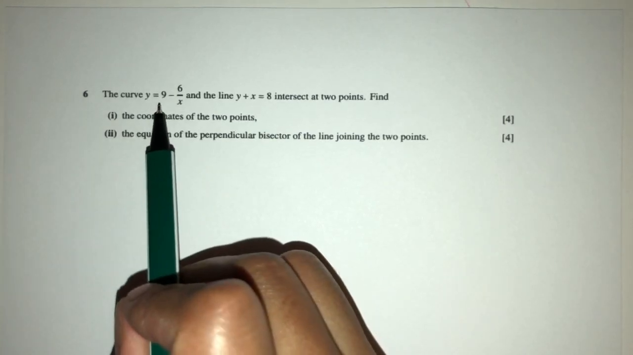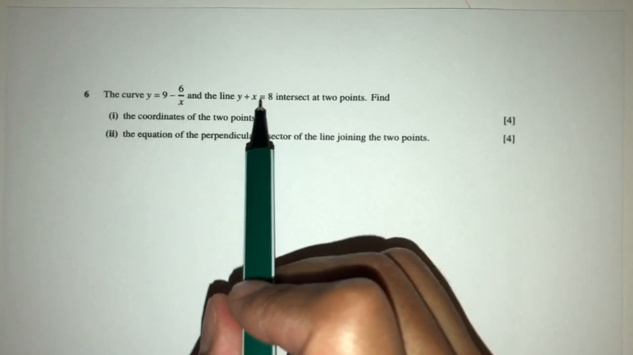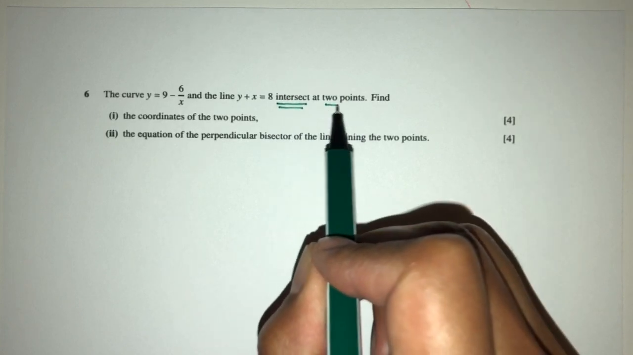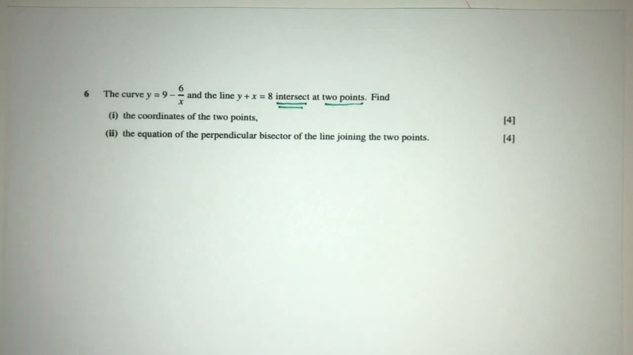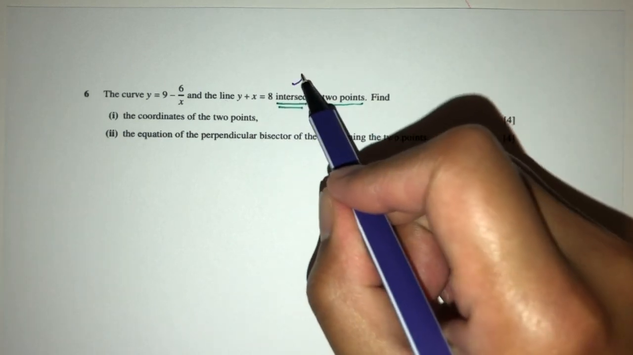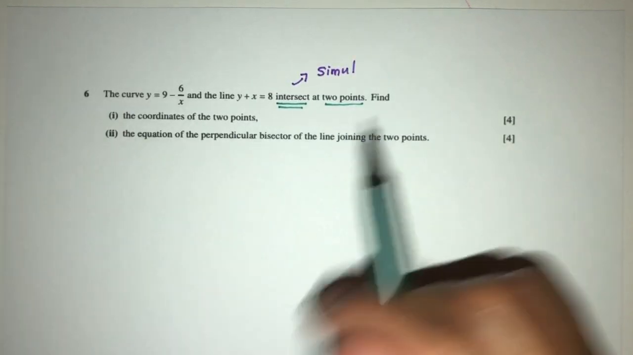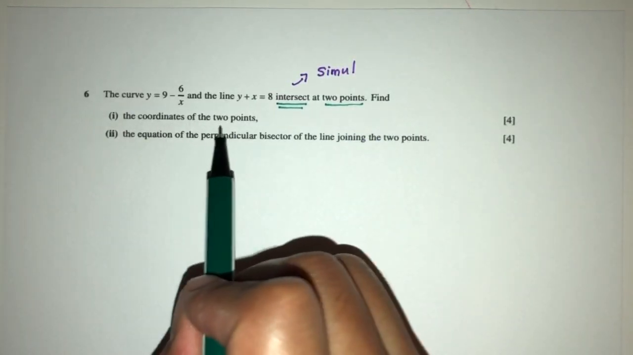The curve y = 9 - 6/x and the line intersect at 2 points. So they meet at 2 points. Again, whenever you see intersecting, meets, or cuts, we understand we will have to be solving a simultaneous equation. Now part 1, we have to find the points of intersection.